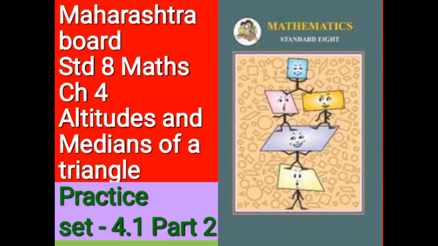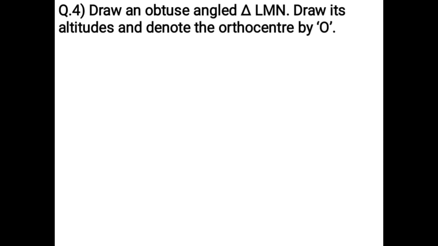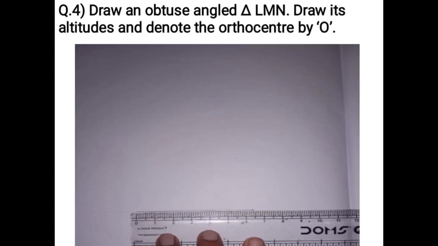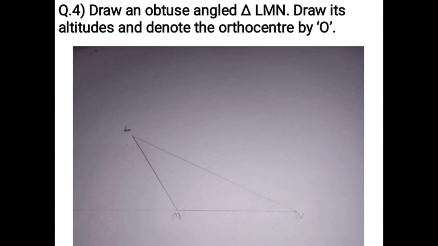We will begin class 8 maths practice set 4.1 part 2 on textbook page number 22. Draw an obtuse angle triangle LMN. Draw its altitudes and denote the orthocenter by O. Draw an obtuse angle triangle. The name of the obtuse angle triangle is triangle LMN.